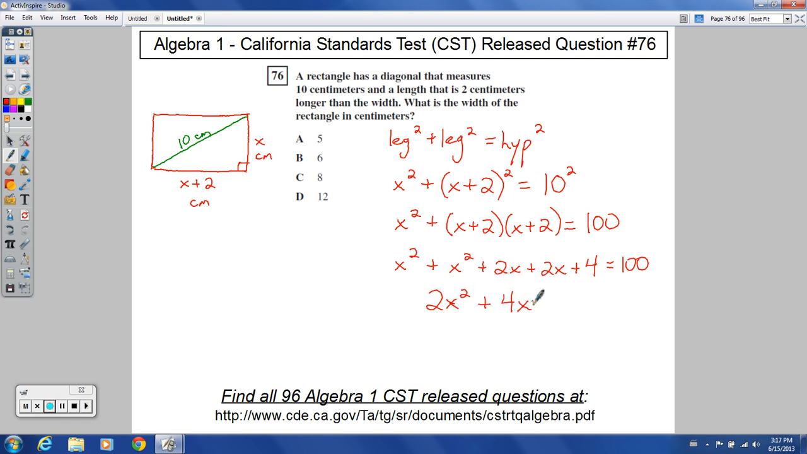So 2x squared plus 4x plus 4 equals 100. And then I can subtract 100 from both sides, it looks like. I'm trying to get one side equal to 0. That's what I need to do when I'm factoring things. That's what I'm going to have to do here to solve this problem, factoring. So this would be minus 96 equals 0.